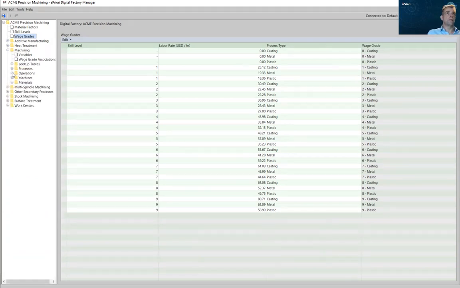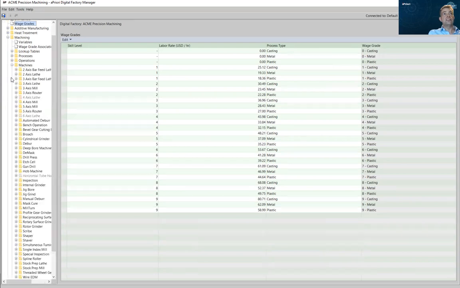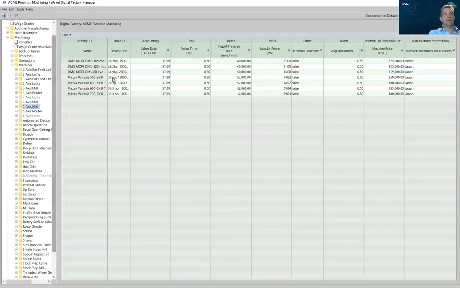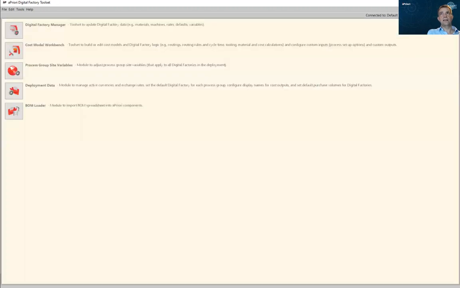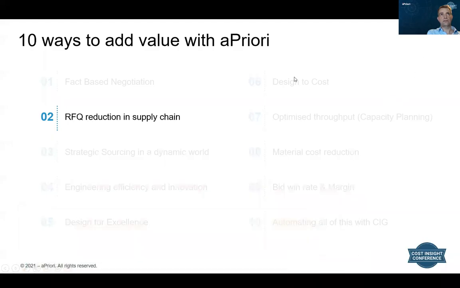They do machining, for example, and these are all the different operations that they can do in machining. These are all the different machines that they use. And each machine, say for 5-axis, has its different power ratings, its properties around the size of the machine, what parts it can take, as well as the labor rates, setup times. Inside this digital factory is everything we need to define the manufacturing strategy and process for one of our suppliers.